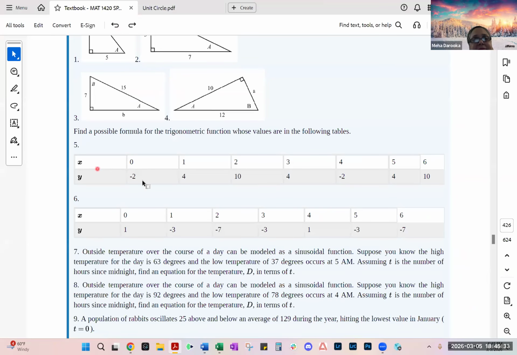Okay. How about if we were working with a table? So here you can see it's asking us to find a possible formula for the trigonometric functions whose values are in the following tables. So what are some of the things that we are looking at? Let's look at number 5 over here. So you can see we're given the ordered pairs for the x and y coordinates. We've got 0, -2, it goes all the way to 6, 10. So what are you noticing here in this example?